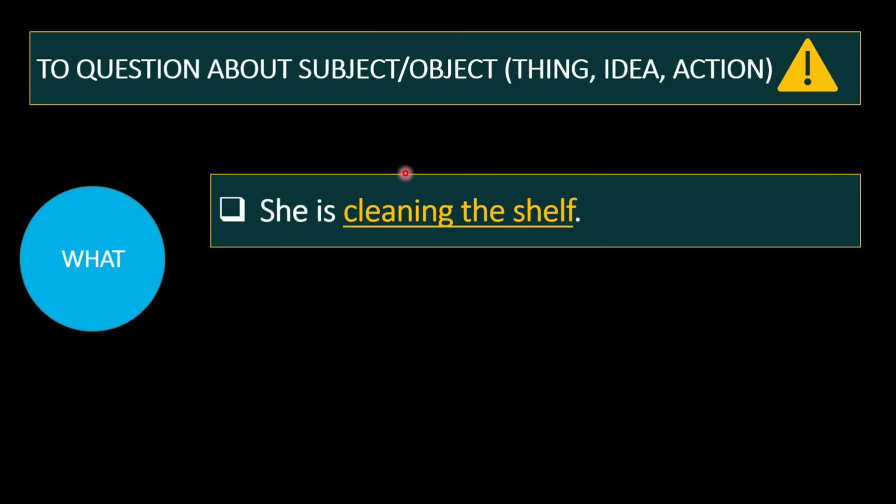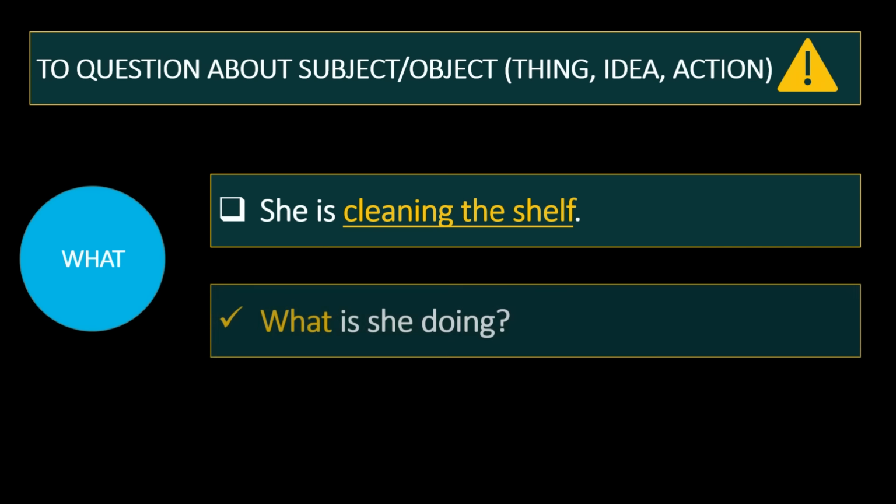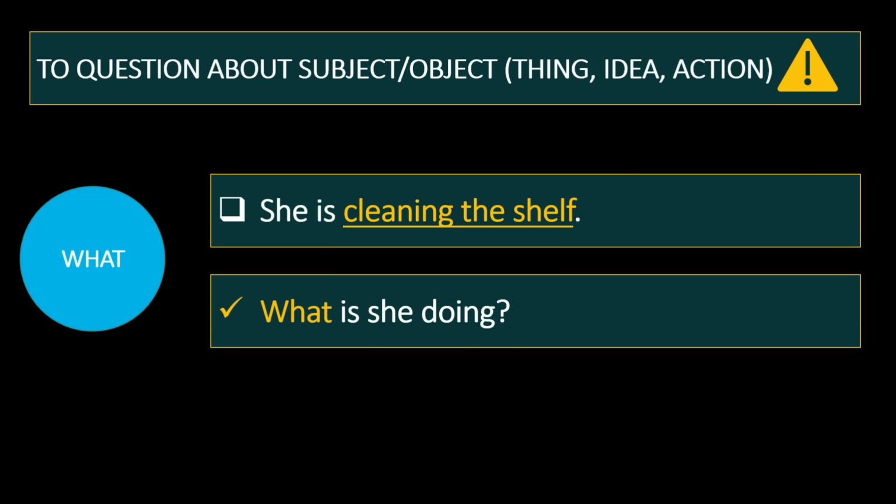Since the action word is also underlined, we can't use that word. So we have to use a word that can substitute for this word, cleaning. What is she doing? So remember this rule here: when you have the action word, a continuous action word, underlined, you have to use doing. So she is cleaning the shelf. What is she doing? And the answer is cleaning the shelf.